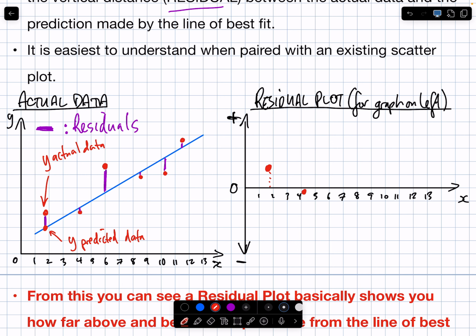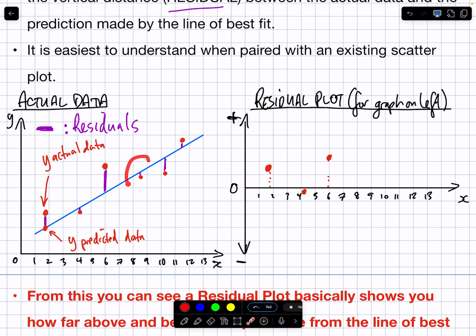What would the next residual look like? Horizontally, it'd be about 6. Would it be above the horizontal line on the residual plot or below it? Above? Way above? Or at least more above than this one here? Yeah, just a little more above, because this dot is more above the line than this one is. So at 6, it would be higher.